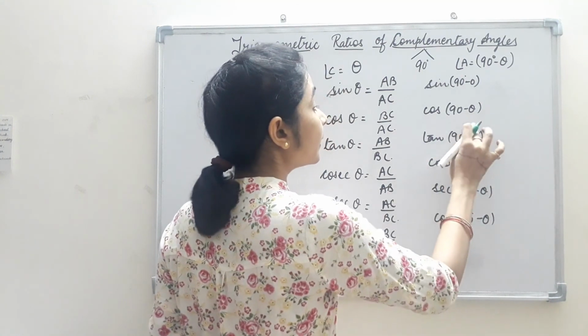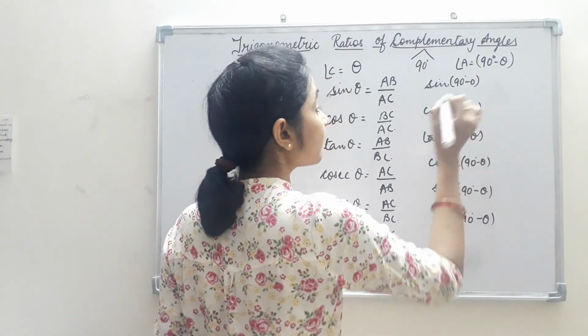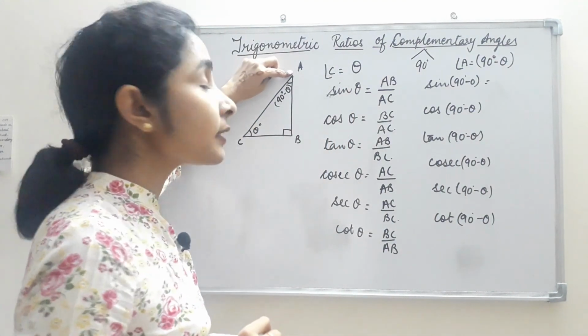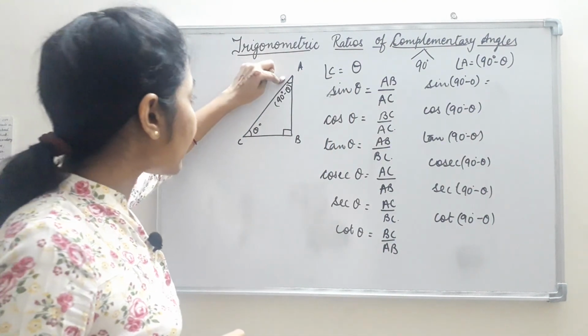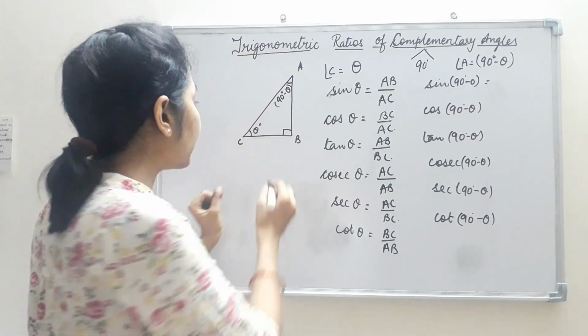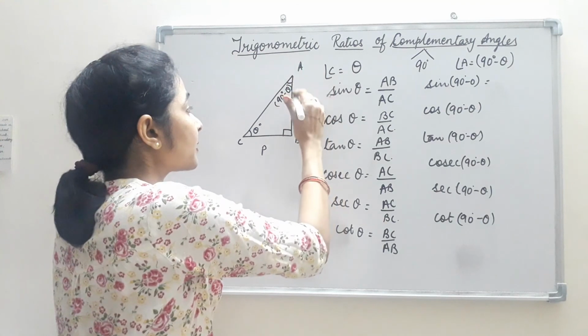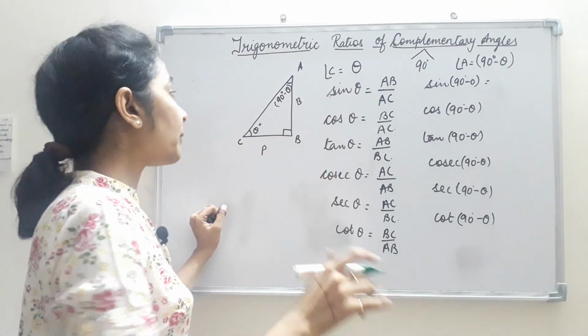Okay, so here let us consider what the values will be. First, sin 90 minus theta. Now we are considering this angle A. For this angle A, BC is the perpendicular, and what is the base for this angle? This angle is made on AB. So the base is AB. The hypotenuse remains the same.